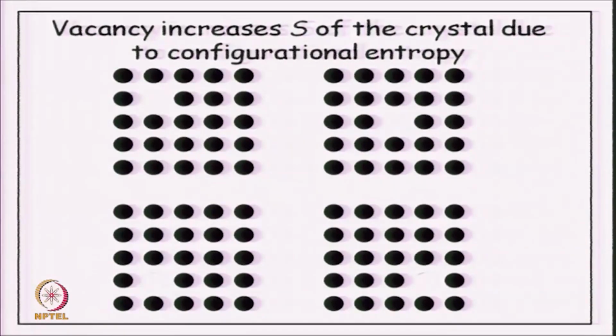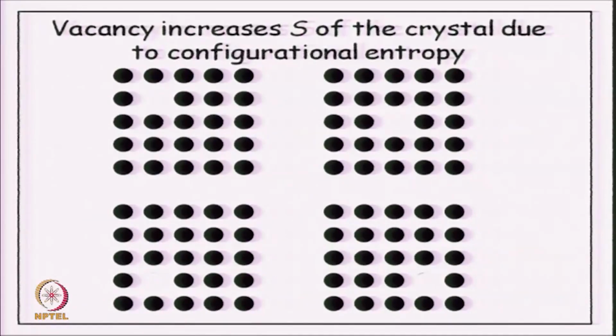Now, let us try to see the meaning of W, the number of microstates corresponding to a given macrostate. I am showing you here a 5 by 5, 25-atom crystal, but one site is vacant. So, we really have 24 atoms with one vacancy, but this vacancy can be located here as in the first figure, or somewhere else as in the second, third, or fourth figure. So, these are 4 examples of where a single vacancy could have been located in this crystal.